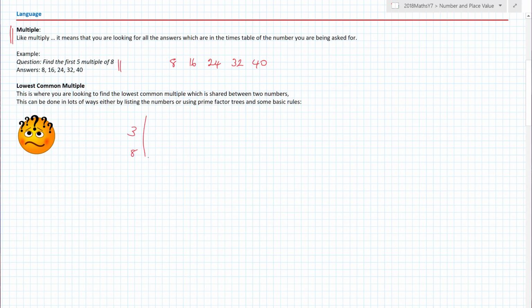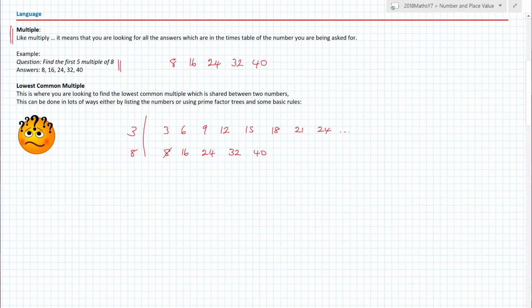Well, the first thing I'm going to do is write out my 3 times table. 3, 6, 9, 12, 15, 18, 21, 24, and I'm not sure I need to go any further. Why? Because I sort of know my 8 times table. So if I do my 8 times table, it's 8, 16, 24, 32, 40. What do you notice? What is the first and lowest number they share?